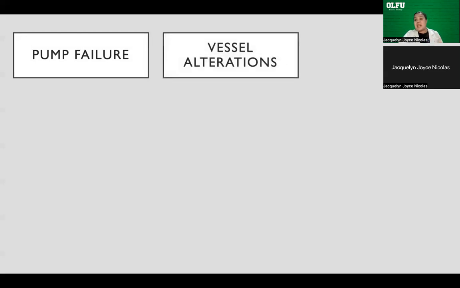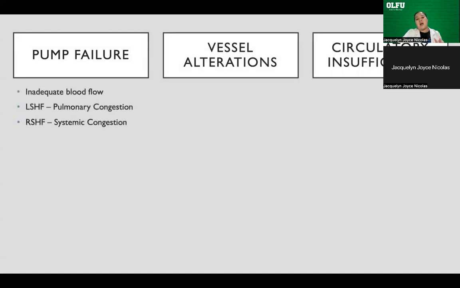Now, what is the general pathophysiology of these peripheral vascular diseases? First, it could be because of pump failure. It could also be because of vessel alteration. It can also be because of circulatory insufficiency. Now, let's talk about each of these one by one. When we talk of pump failure, it could be because of inadequate blood flow.